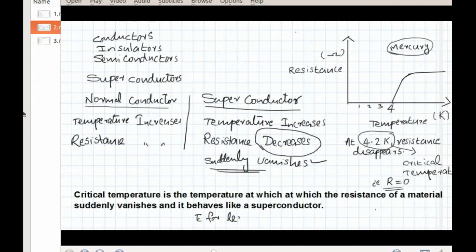So Tc is the symbol for critical temperature. T subscript C represents the critical temperature, and critical temperature for lead is 7.25 Kelvin. So the critical temperature for mercury is 4.2 Kelvin, and that for lead is 7.25 Kelvin.